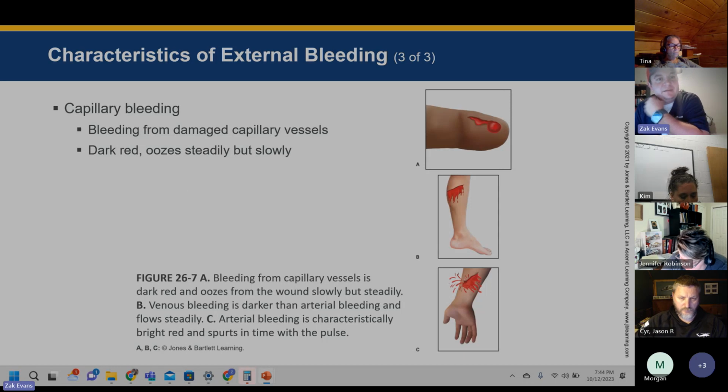Capillary bleeding, that's bleeding from damaged capillary vessels. That's like a paper cut, a normal paper cut. I have seen those videos on YouTube that are crazy, but a normal paper cut. These are going to be dark red and ooze steadily but slowly. And again, here are some pictures. And you can see B is venous bleeding, and then C is that just spurting and kind of uncontrolled.